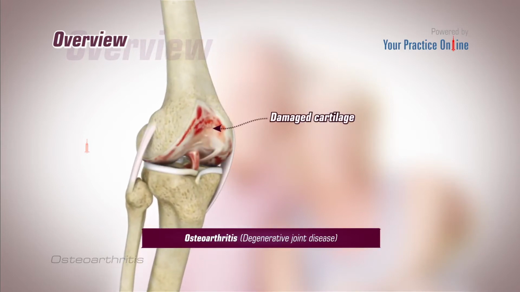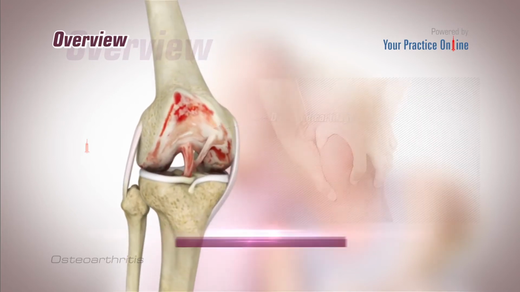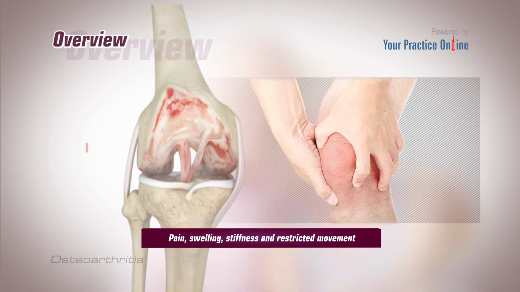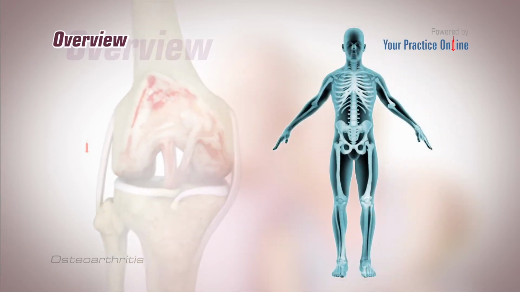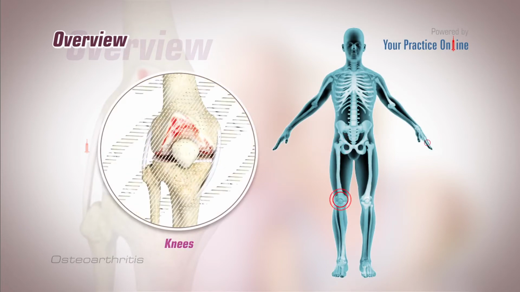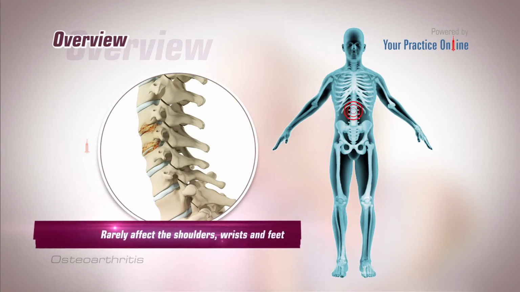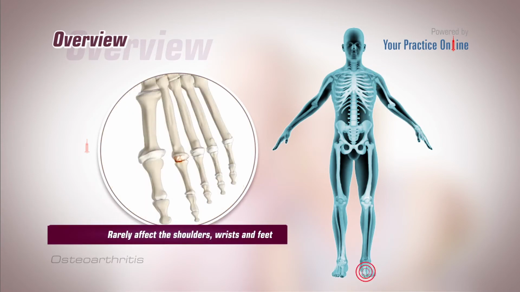In a person with osteoarthritis, the cartilage becomes damaged and worn out, causing pain, swelling, stiffness, and restricted movement in the affected joint. This condition most commonly affects the joints in the hips, knees, hands, and spine. Rarely, the disease may affect the shoulders, wrists, and feet.